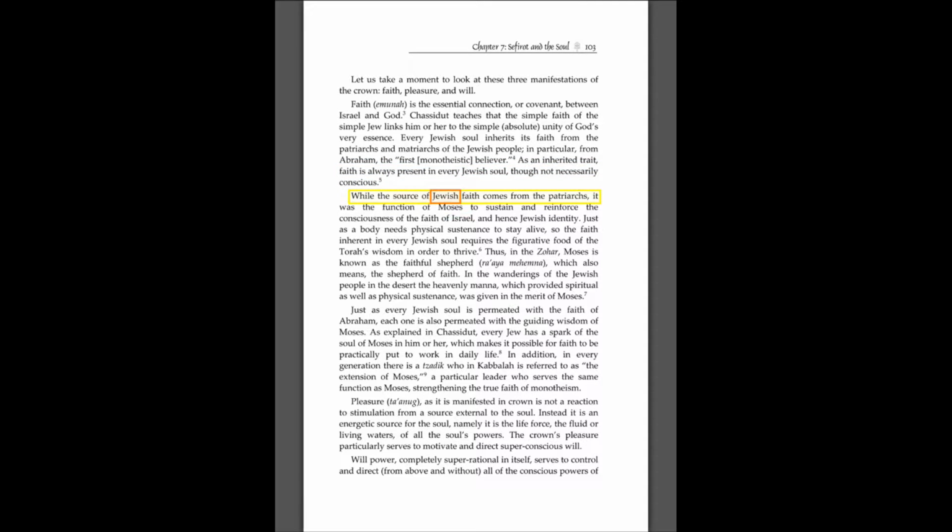While the source of Jewish faith comes from the patriarchs, it was the function of Moses to sustain and reinforce the consciousness of the faith of Israel, and hence Jewish identity. Just as a body needs physical sustenance to stay alive, so the faith inherent in every Jewish soul requires the figurative food of the Torah's wisdom in order to thrive. Thus, in the Zohar, Moses is known as the faithful shepherd, Ra'aya Meheimna, which also means the shepherd of faith. In the wanderings of the Jewish people in the desert, the heavenly manna, which provided spiritual as well as physical sustenance, was given in the merit of Moses.